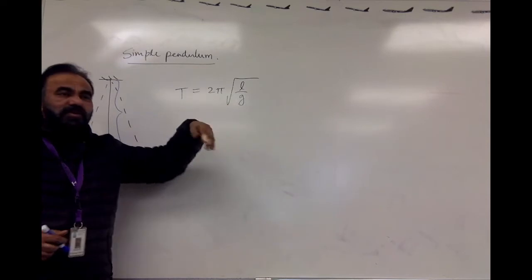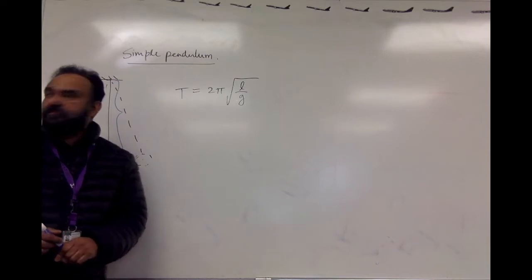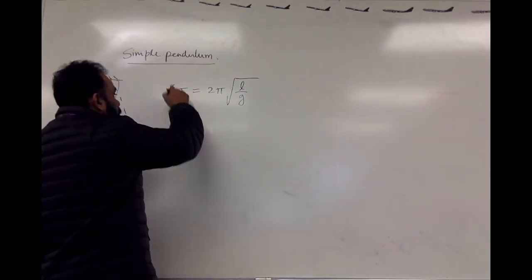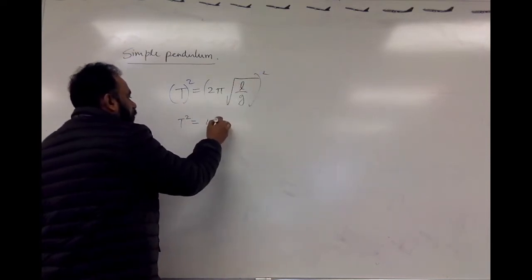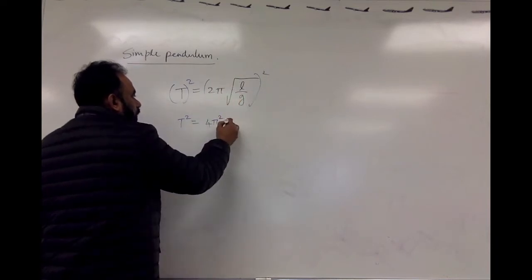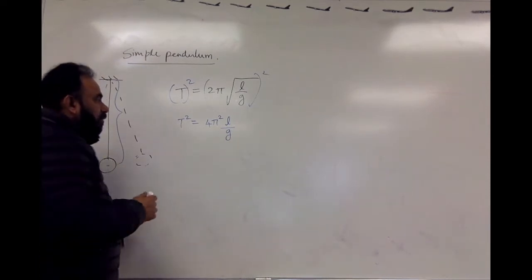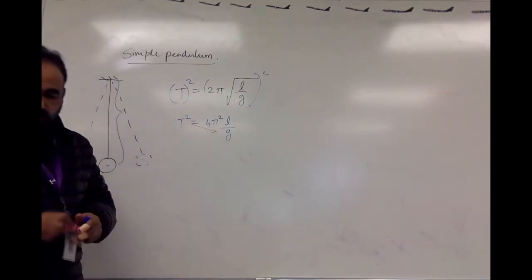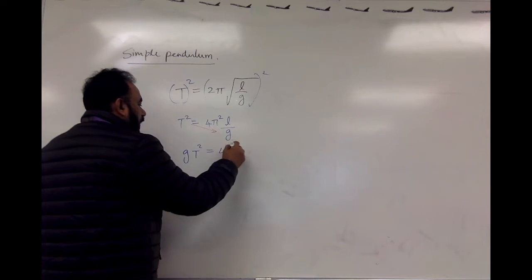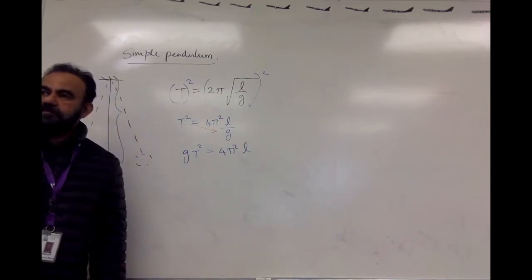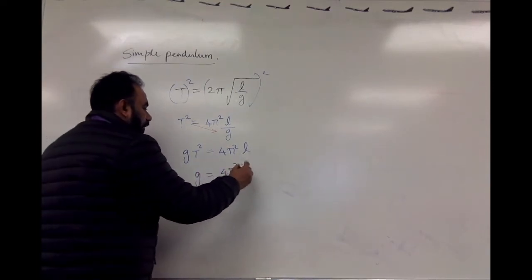How do I get the square root out of this equation? How do I get rid of the square root? Square both sides. If I square both sides, I get T² equals 4π², because 2² is 4 and π² is π², times L over g. If you cross multiply this equation, you get gT² equals 4π²L. This is gT². So what is g? It's 4π²L over T².